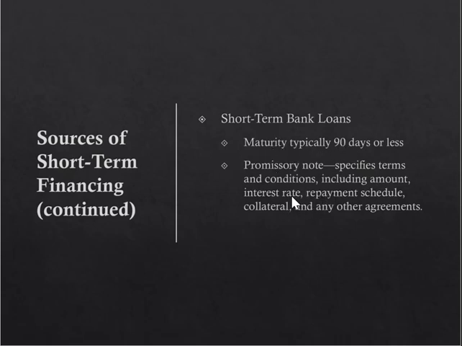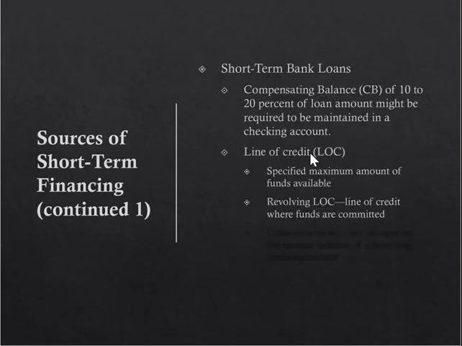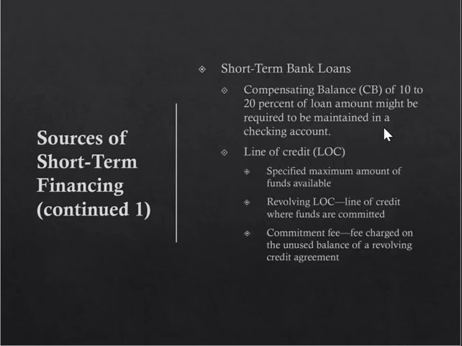And that's going to be generally collateralized by the accounts receivable. So you're financing your accounts receivable with your promissory note. Normally, a short-term bank loan will require a compensating balance of 10 to 20% of the loan amount to be maintained in the checking account so that if you don't collect all the accounts receivable, there's still cash available to make a complete and full repayment.